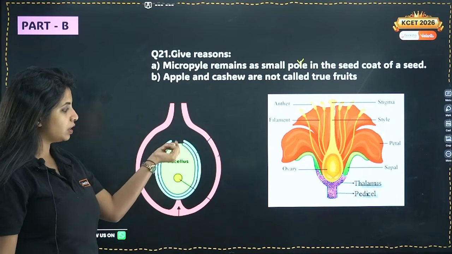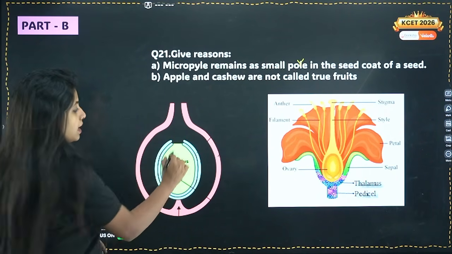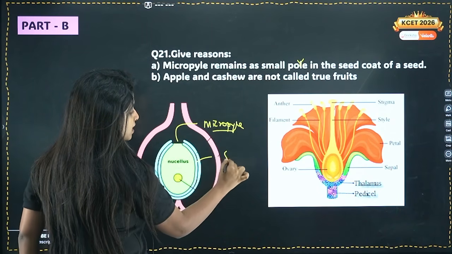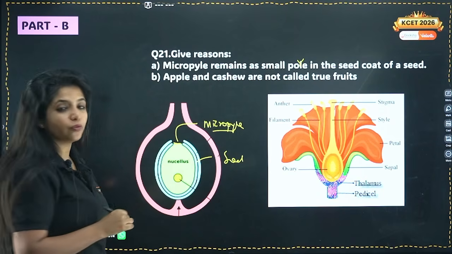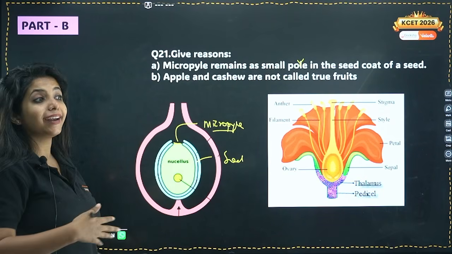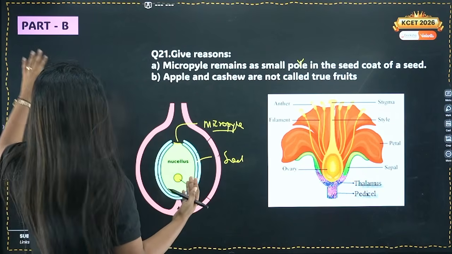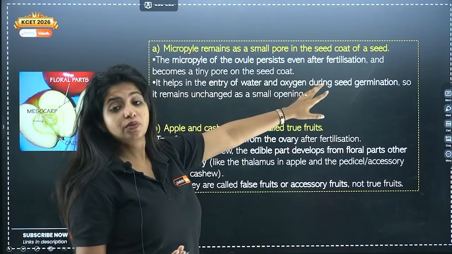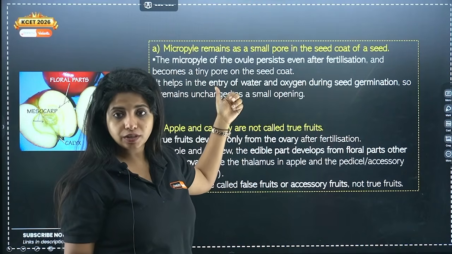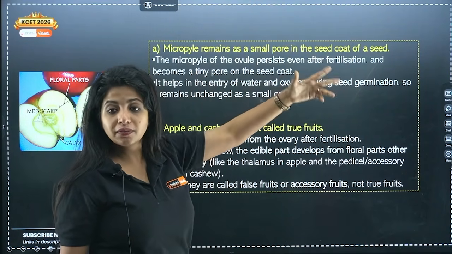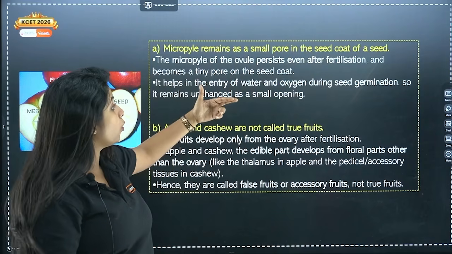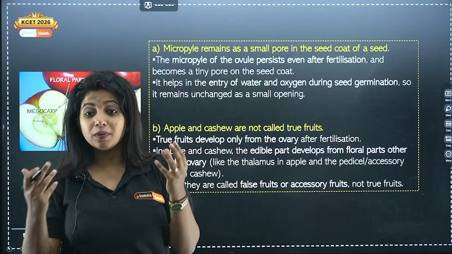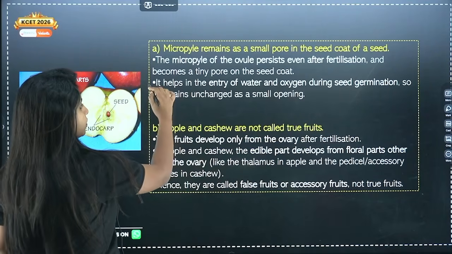So if at all you see, my dear children, this is the ovule. Ovule has 2 integuments. The open area which is over here, you call this as micropyle. So when the ovule converts into a seed, the micropyle still remains as a small pore. Why do you think it remains like that? So that exchange of gases, water and oxygen during seed germination can easily happen. So the micropyle of the ovule persists even after fertilization and becomes a tiny pore in the seed coat. Why? Because it helps in the entry of water and oxygen during seed germination. When the seed has to germinate, it needs water and oxygen. That is being done with the help of this.